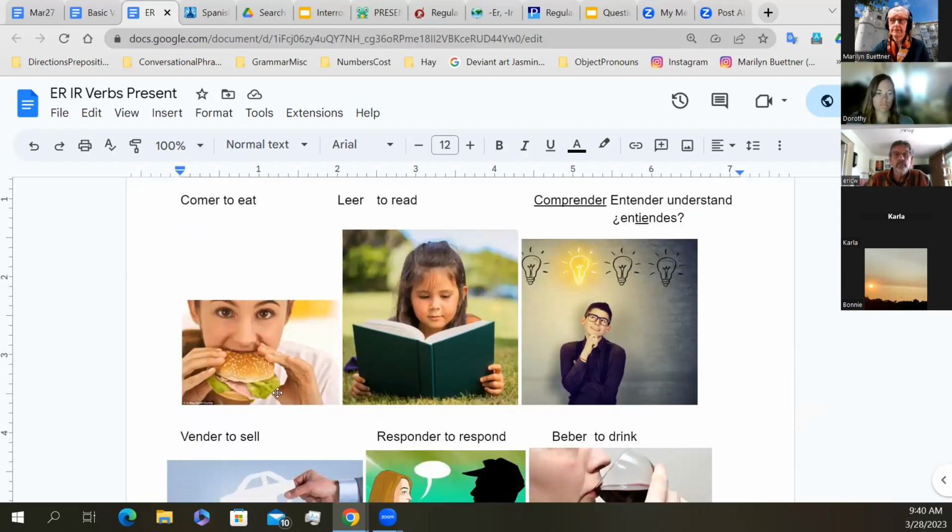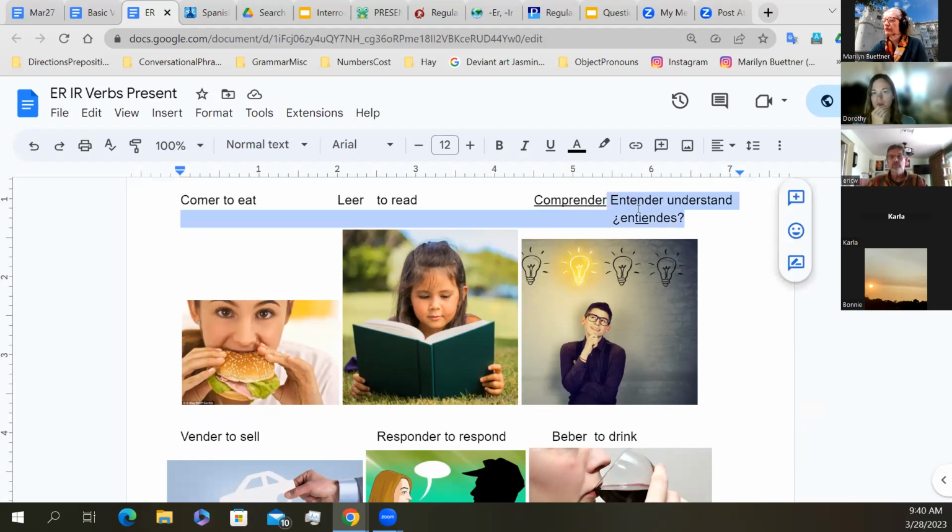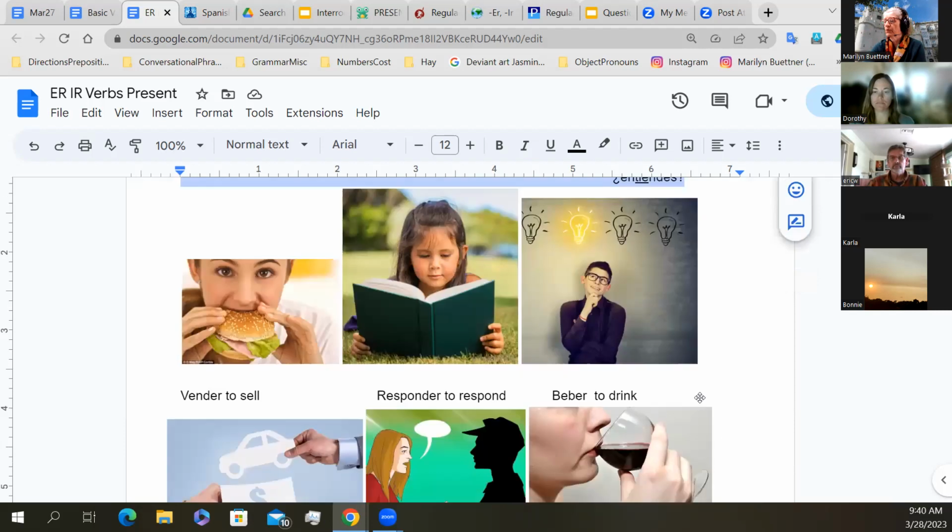So, we've got comer, to eat, leer, to read, comprender, to understand. Actually, the dirty little secret is that this other verb, which is a synonym, it means the same thing, but it's a different word, is entender. That is a little more common, but it gets a funny stem change, which you see underlined there. So we're going to practice with comprender today. It's like saying comprehend or understand. They mean the same thing, right? But they're two different words.